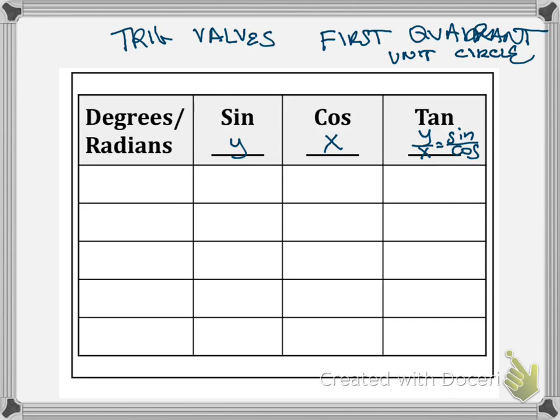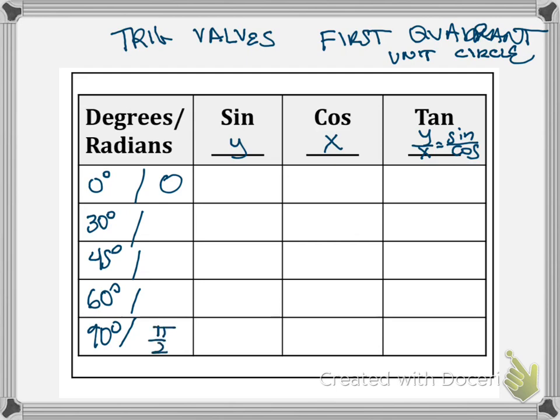And so remember the important values are 0 degrees or 0 radians. And then we have 30 degrees, 45 degrees, 60 degrees, and 90 degrees. And just to talk about the radians, 90 degrees is pi over 2, 60 degrees is pi over 3, 45 is pi over 4, and 30 is pi over 6.